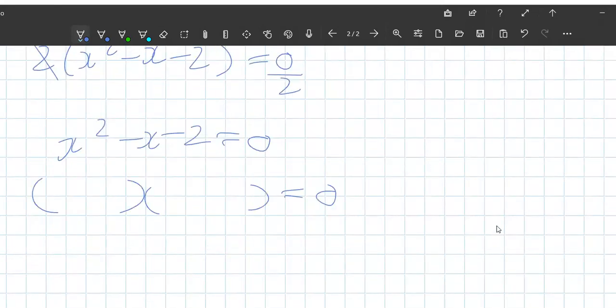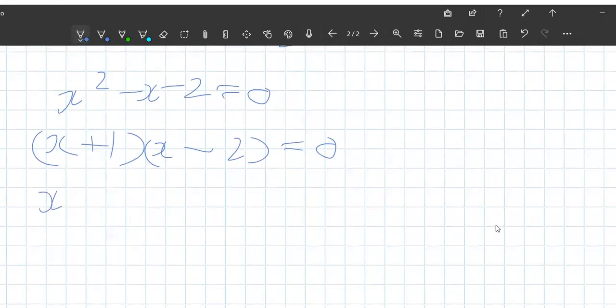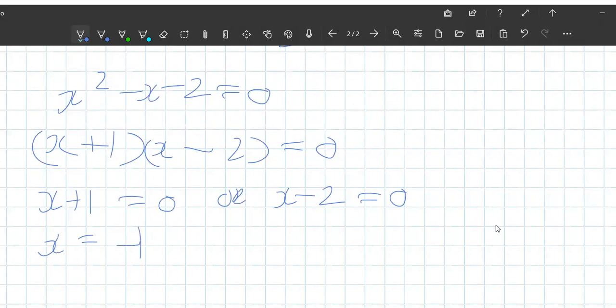Opening up my brackets, 2 is a prime number, so it's just going to be 2 and 1, x and x. The third term is negative, so we know that one is negative and one is positive. The bigger number takes the sign of the middle term, so that one's going to be negative. One of these brackets must be equal to 0, so either of them could be equal to 0. You can split them. So x is equal to minus 1, adding 1 on both sides to get rid of that minus 1, or x minus 2, adding 2 on both sides, x being equal to 2.